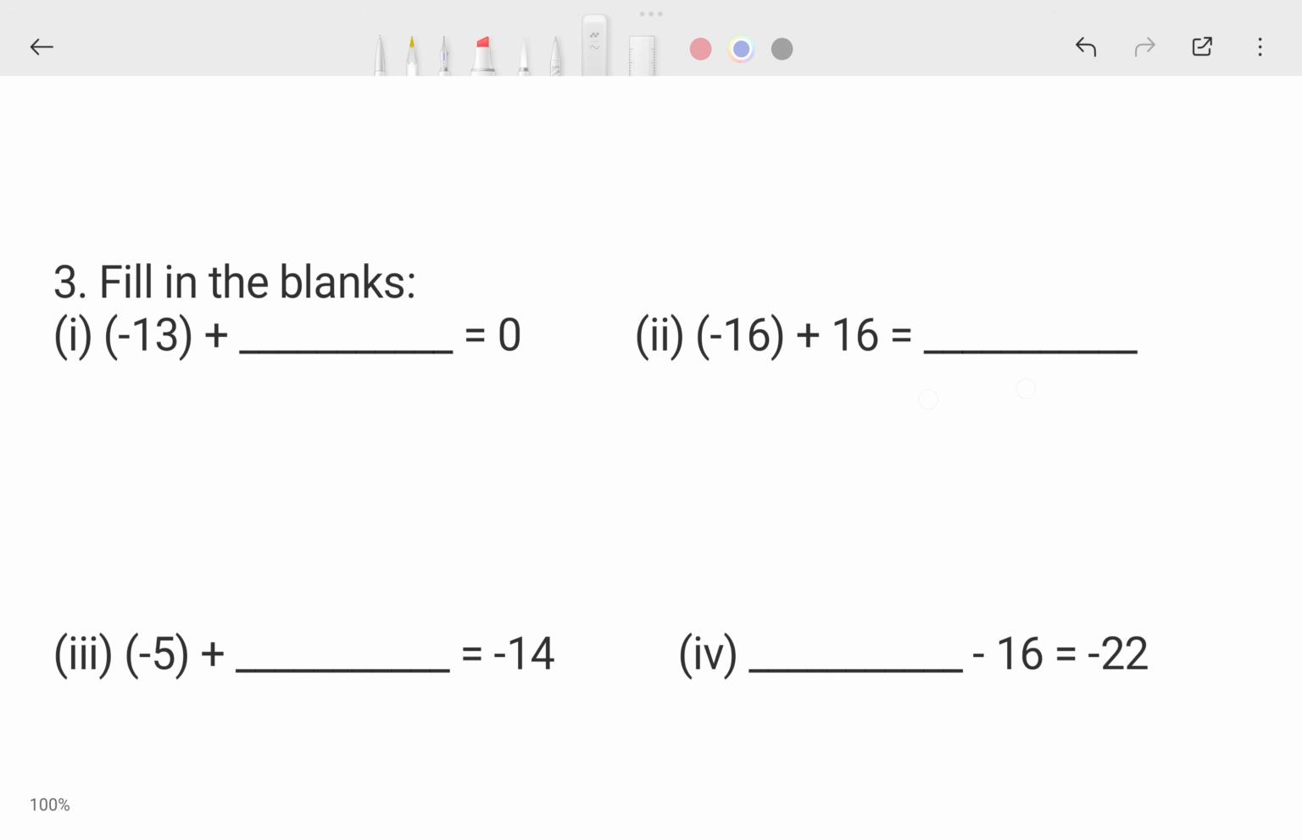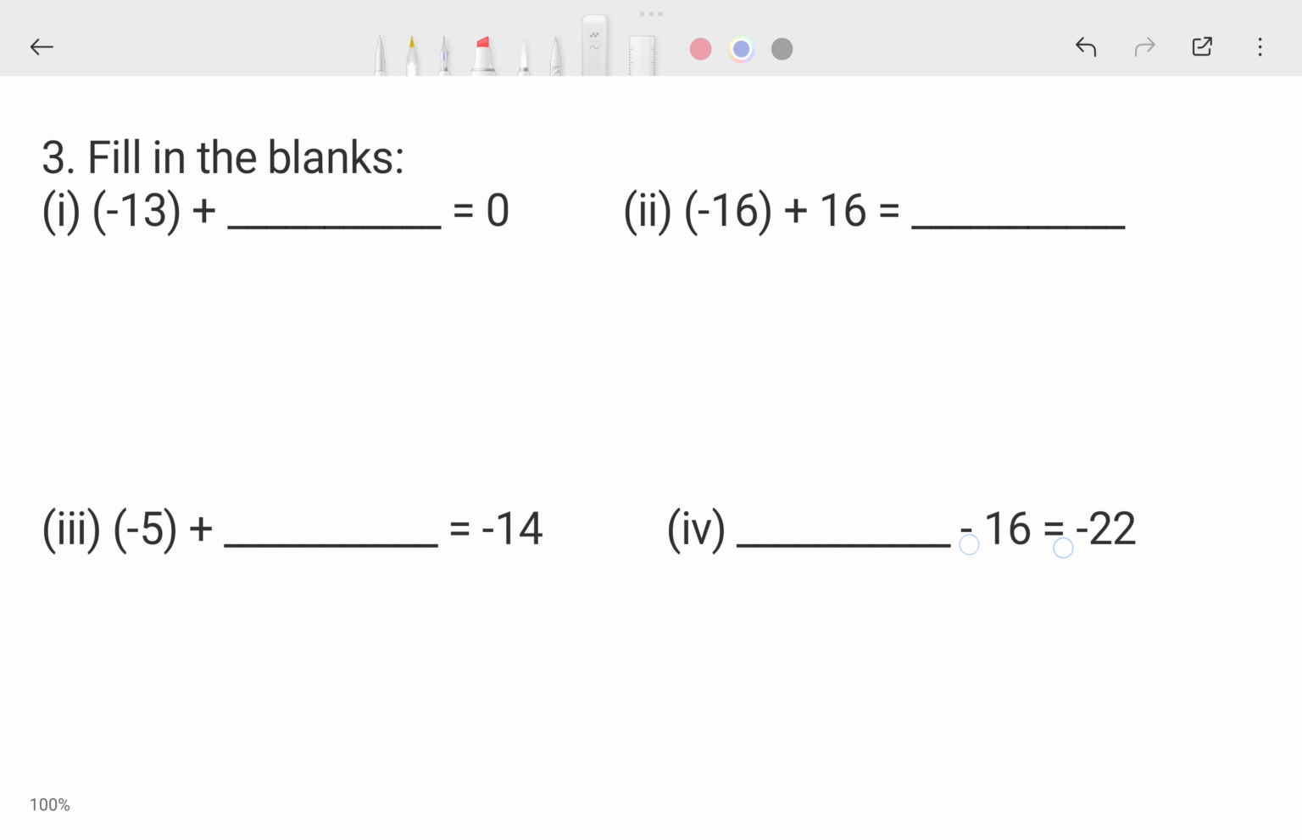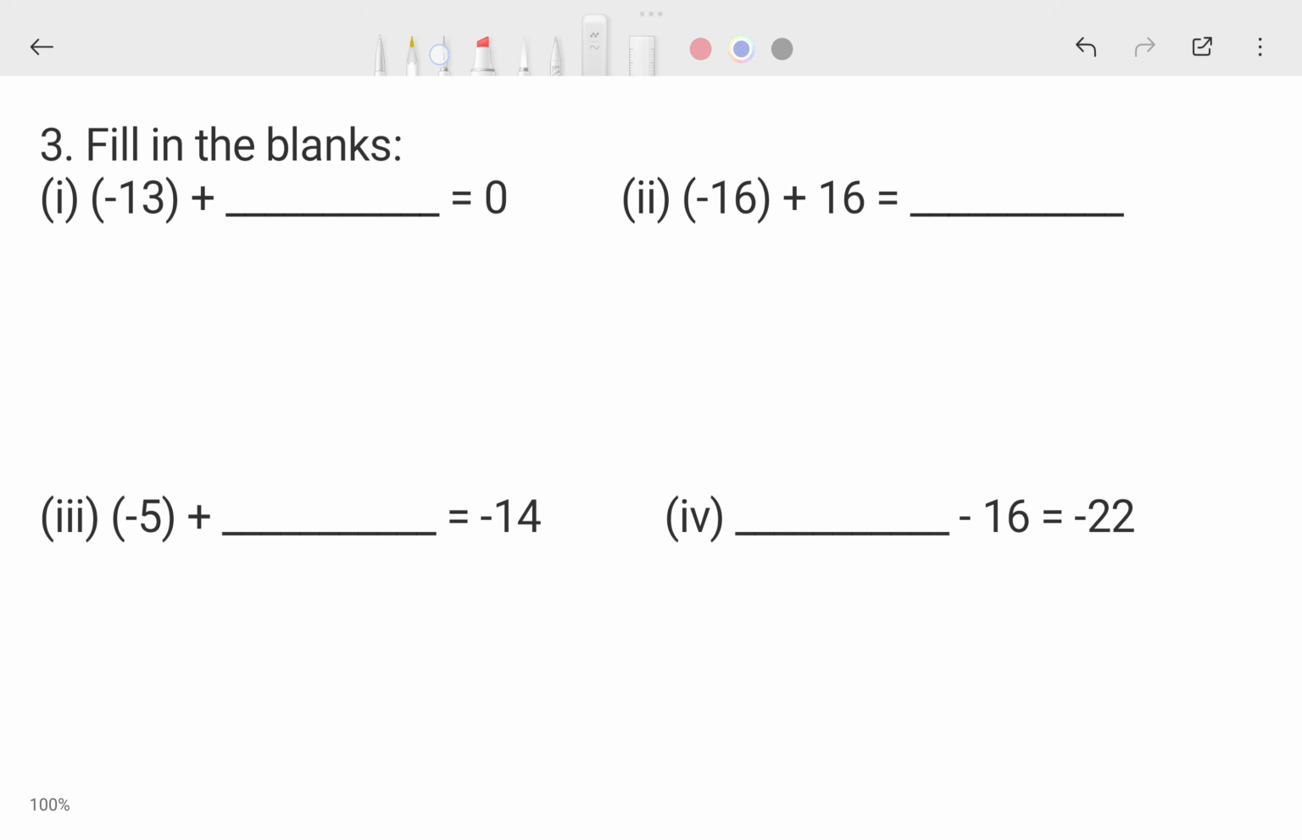After that, now we will talk about fill in the blanks. So let's talk about the fill in the blanks. Here it is telling that this is minus 13, here it is positive, and you have to fill in some number there. After filling in the number, the answer has to be 0.